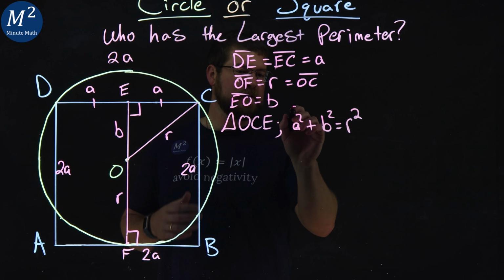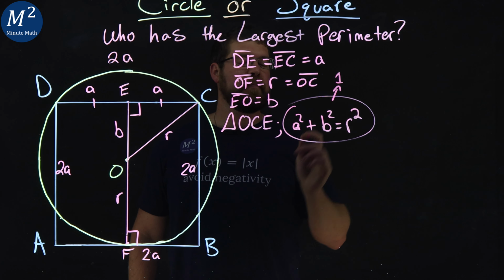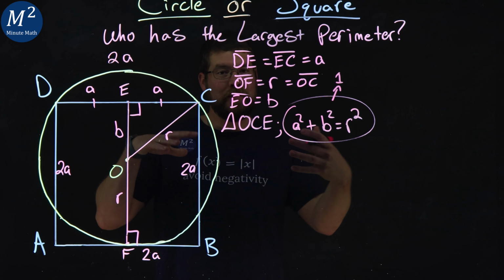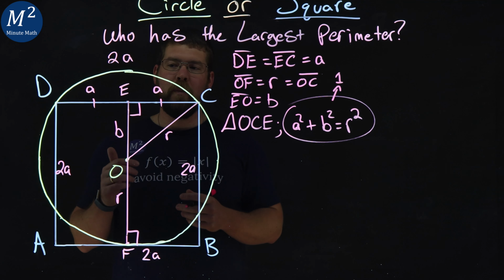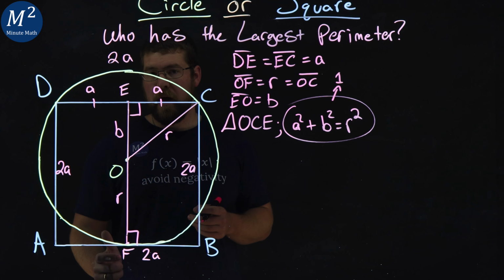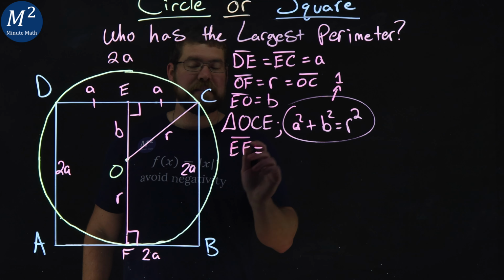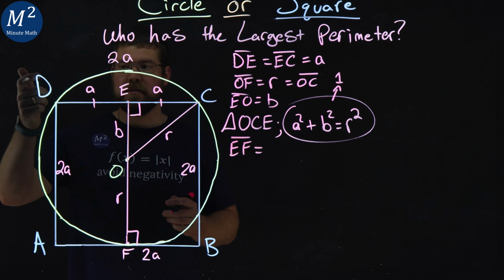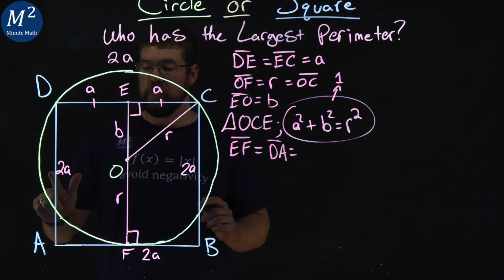This is our first formula that we're going to be using here, number one. And we're going to come up with some other ones and do some substitution in a second. What do we know about side length EF? That side length has the same length as DA, which is equal to 2a, right?